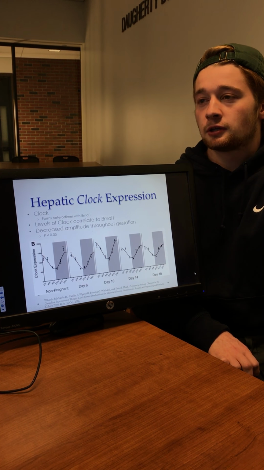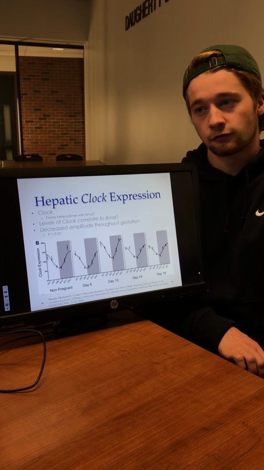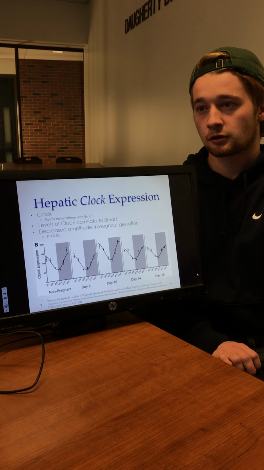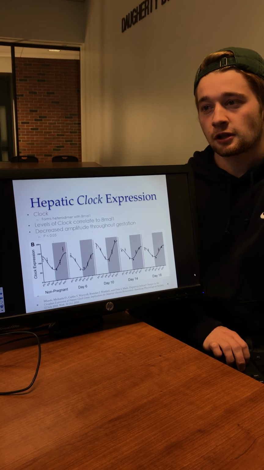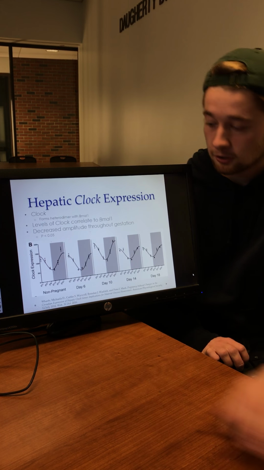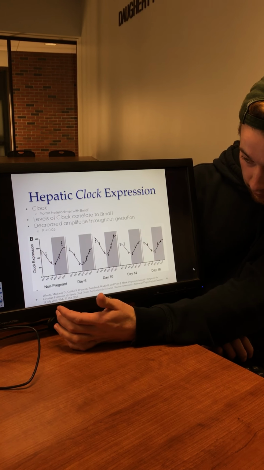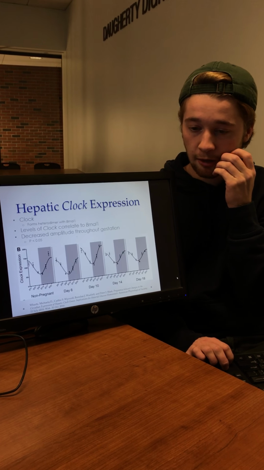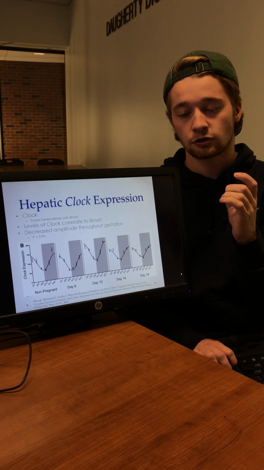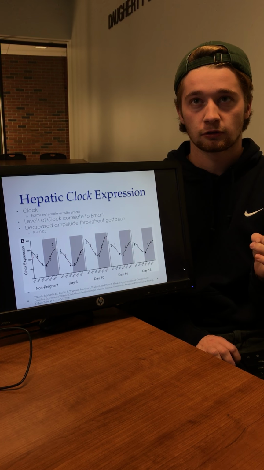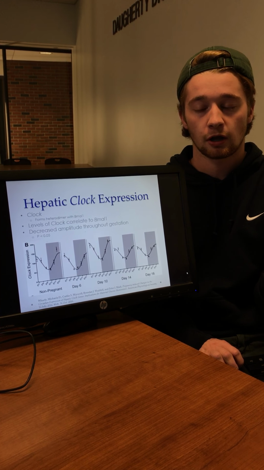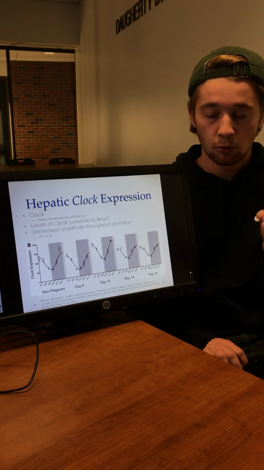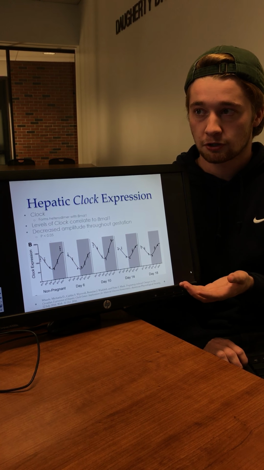Here we see the counterpart of the BMAL1 protein, and this is clock. So the levels of clock correlate to BMAL1, and we see here from non-pregnant to day 6 to day 10 to day 14 to day 18, we see a decrease in the amplitude. And this is showing the change from circadian rhythm to a more consistent expression of this gene.